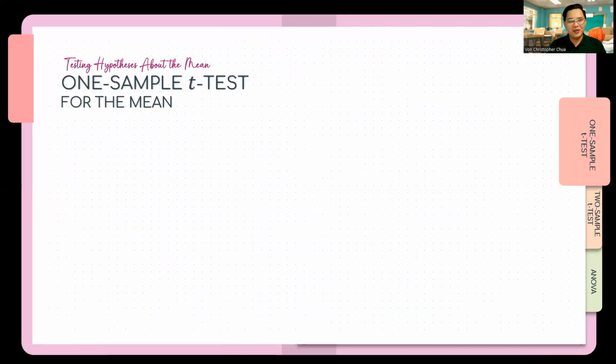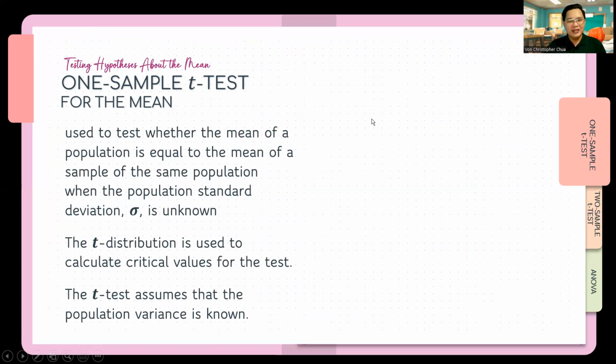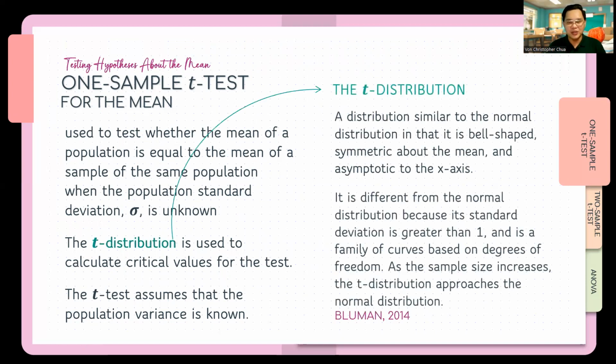Okay, so I think we are now ready to discuss the first test, which is the one sample t-test. Now, this test is used to test whether the mean of a population is equal to the mean of a sample of the same population when the population standard deviation is unknown. It is based on the t-distribution that is used to calculate critical values for the test, and the t-test assumes that the population variance is unknown. Okay, so the population variance must be unknown.